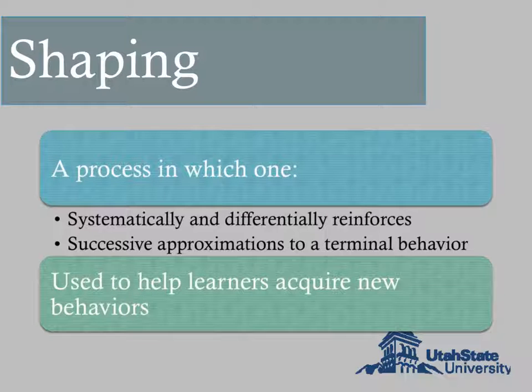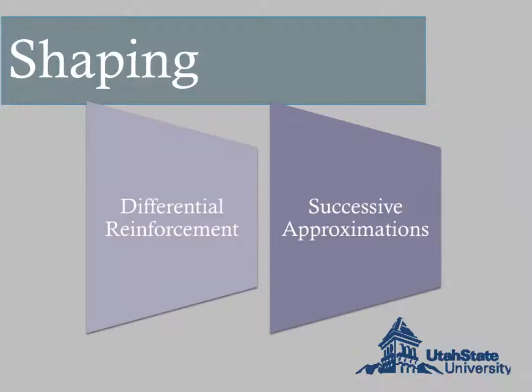Now that we have finished discussing prompting, we are going to talk about using a process called shaping to strengthen behavior. Shaping is a process in which one systematically and differentially reinforces successive approximations to a complete behavior. Shaping is used to help learners acquire new behaviors. Let's talk about some of the terms that we use to describe what shaping is. Differential reinforcement is when one type, level, or approximation of a response is reinforced while others are not. Successive approximations are when the response is slowly getting closer and closer to the final desired behavior or response.